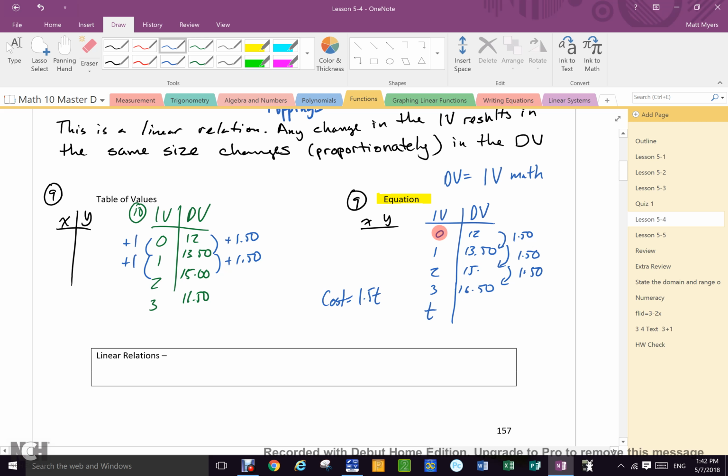What's my value here? 0. So what goes in for toppings? 0. What's 1.5 times 0? 0. But my output needs to be 12. So I need some more math here, don't I? I've got to add 12. Now let's check. What's my T here? 1. So what would I write there?